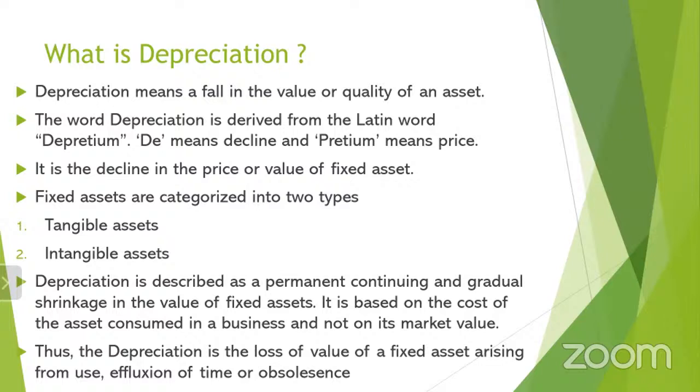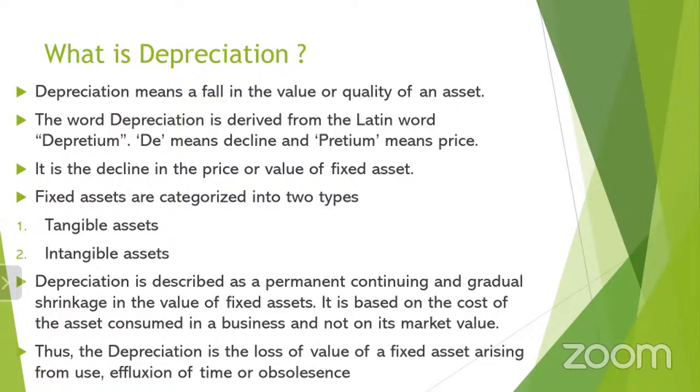For example, if you purchase a motor vehicle for 50,000, after using it for 5 years, we cannot sell it at the original price. The book value of the asset will be decreased, and the selling price will be decreased.